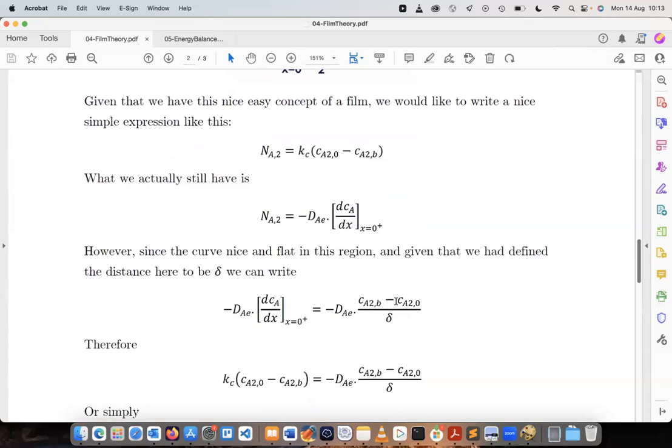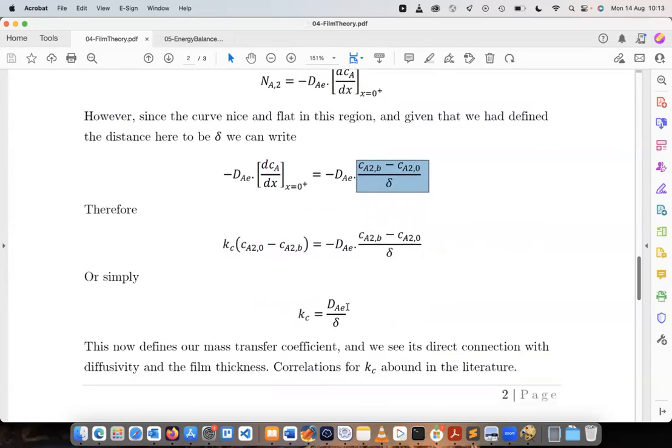So the two concentrations divided by the delta, that's going to be the gradient dc/dx. The gradient dc/dx varies in the general case, but here we are saying simplify it, make it a straight line gradient. And so the diffusivity is that. So that's what we have.